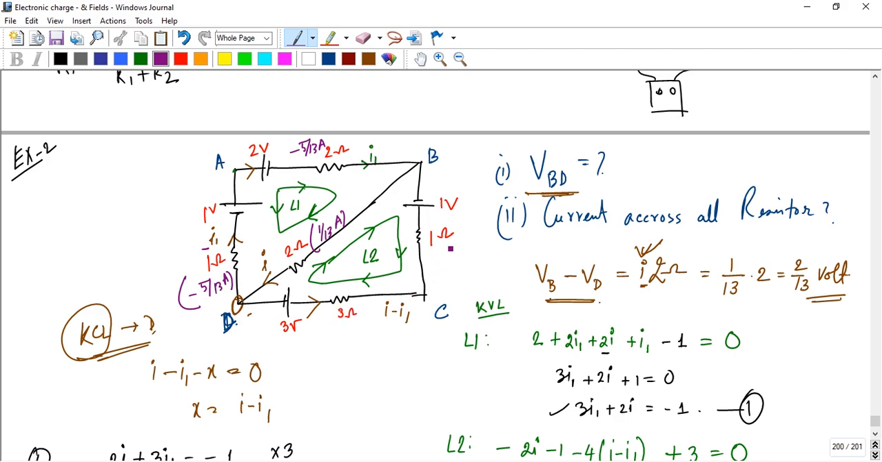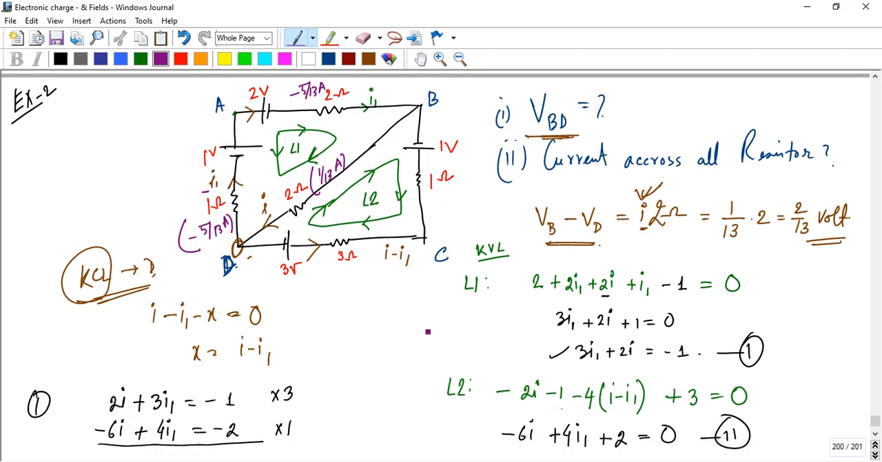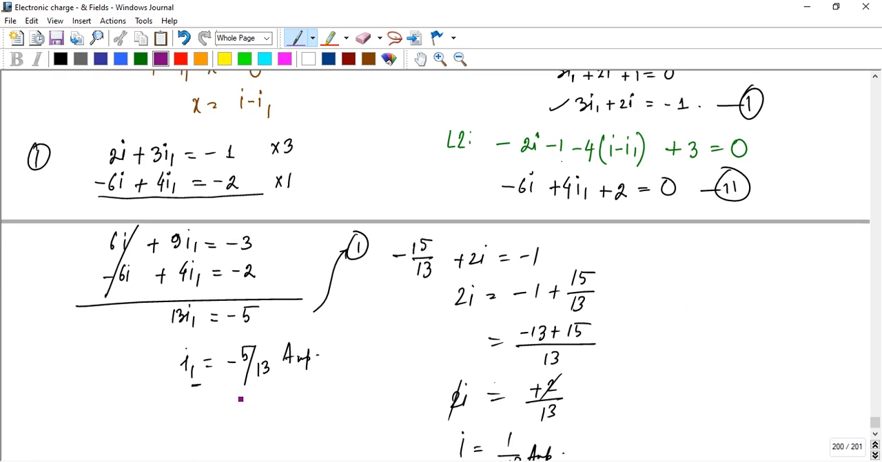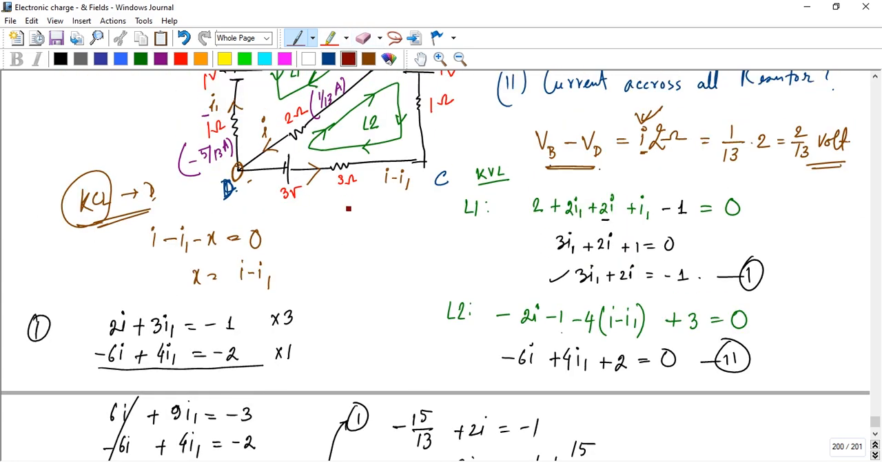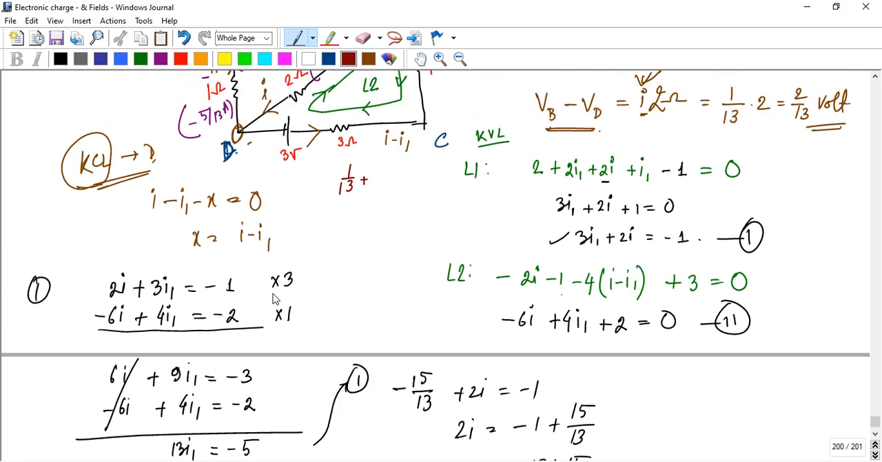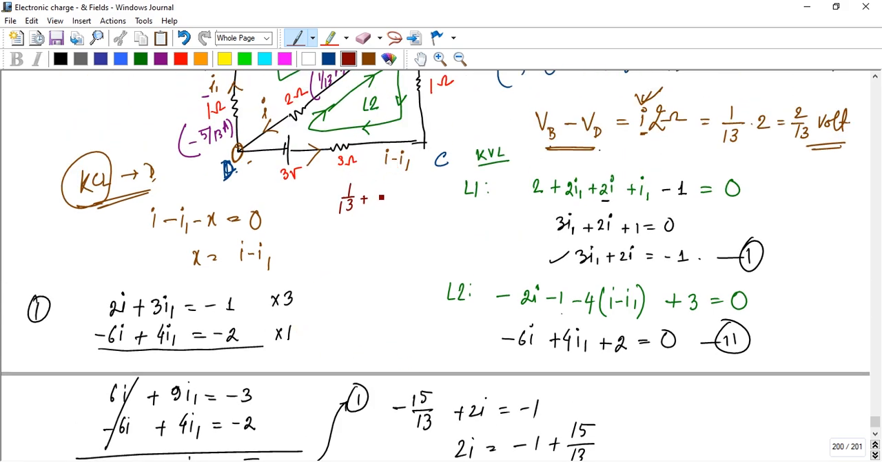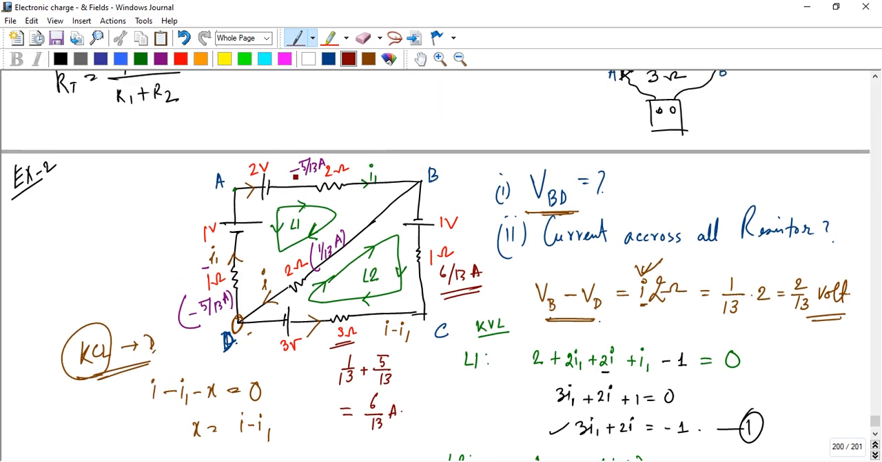And these two resistors carry the same current, I minus I1. Here I is 1 by 13 and I1 is minus 5 by 13. So 1 by 13 minus of minus 5 by 13, the minus with the minus becomes plus. So that is 5 plus 1, 6 by 13 ampere, here and here. That's the easiest way to calculate the current across all resistors, rather than solving those two formulas. If you know how to apply KCL and KVL, that is very basic for solving this type of circuit problem. Next we solve another numerical.